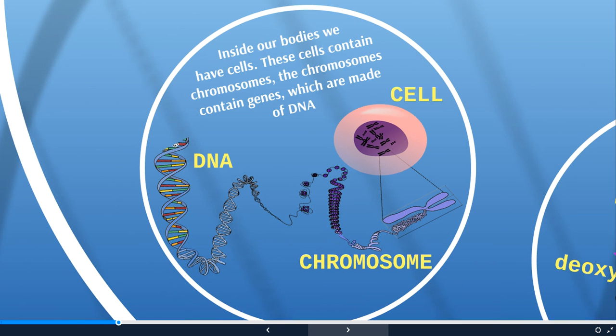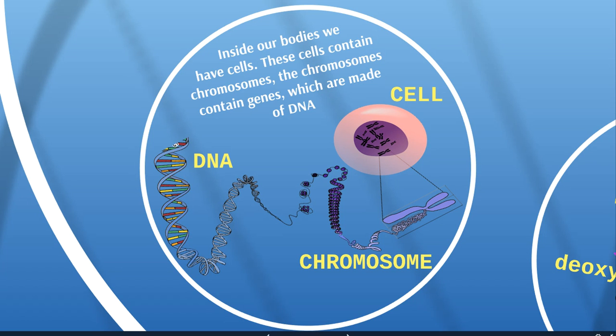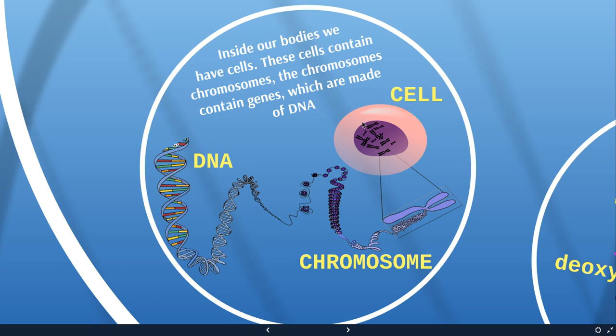So inside our bodies, we have cells. Just got done learning about cells, and these cells contain chromosomes. If you remember, the nucleus of the cell contains all of the genetic material. Those chromosomes that are held within the nucleus, here's a nucleus in a cell right here. Those chromosomes, they look like butterfly wings almost. They contain genes. And there's a straight hair gene or a curly hair gene, blue eye gene, brown eye gene. Okay, that's how we get our traits. And they're made up of DNA.